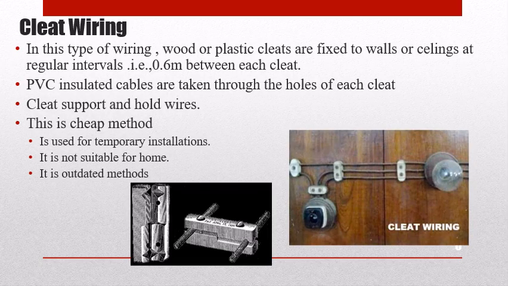So first is about the cleat wirings. In this type of wiring, wood or plastic cleats are fixed to the wall or the ceilings at regular intervals, that is usually 0.6 meter between each cleat. The PVC insulated cables are taken through the holes of each cleat. So the cleat supports and holds the wire. This is a very cheap method and it is used for temporary installations, but it is not suitable for use in homes. It is an outdated method also.